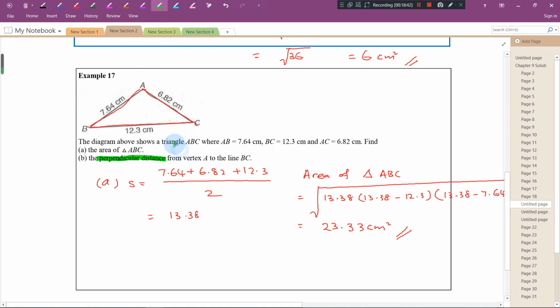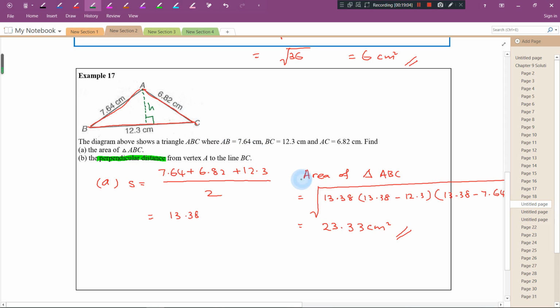Perpendicular distance from the vertex A to BC, which is over here. Okay, the perpendicular distance from the vertex A to BC. So how do we get this perpendicular distance? So this is actually the perpendicular height, right?